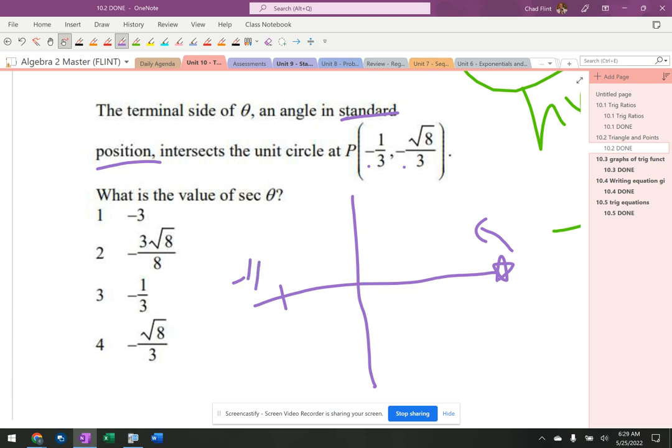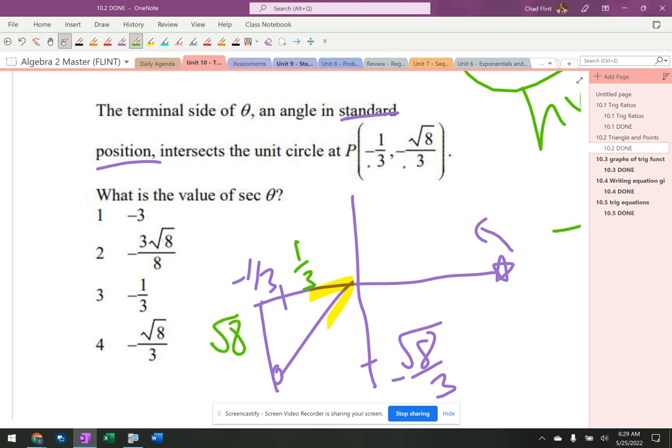So -1/3 is going to be in that direction. It's not -8/3. It's negative square root of 8/3 in that direction. And those are upside down. Okay, so my point is going to be out here someplace. So there's my triangle. There's my angle. All right, I'm going to have a 1/3 side there and a square root of 8/3 side here.